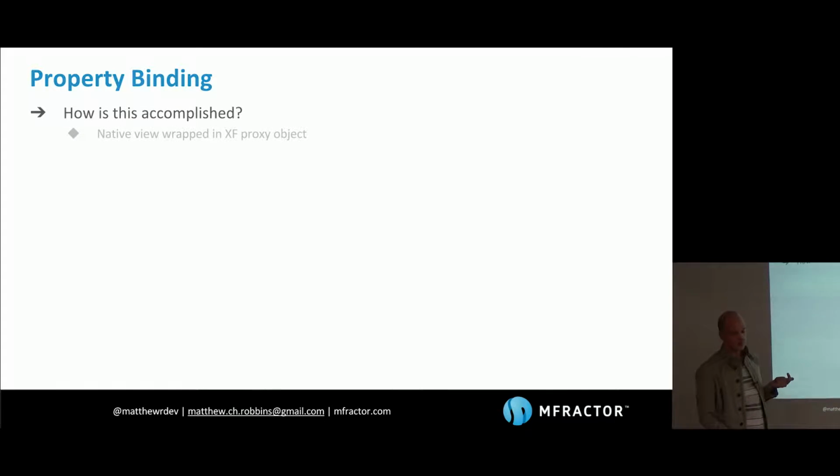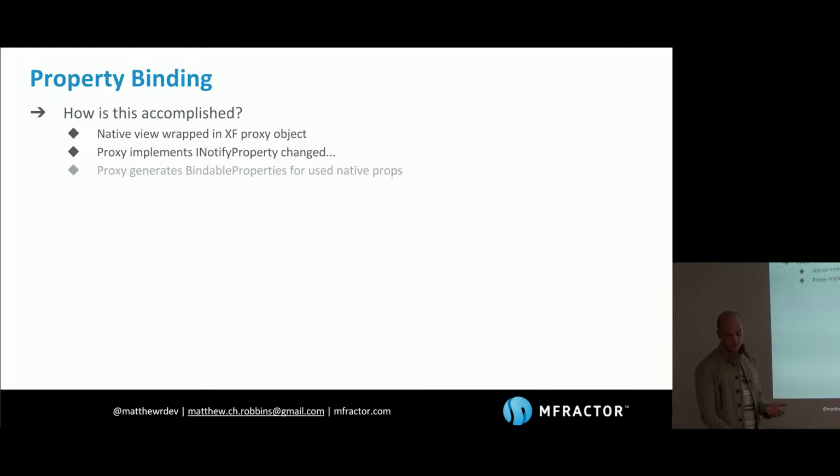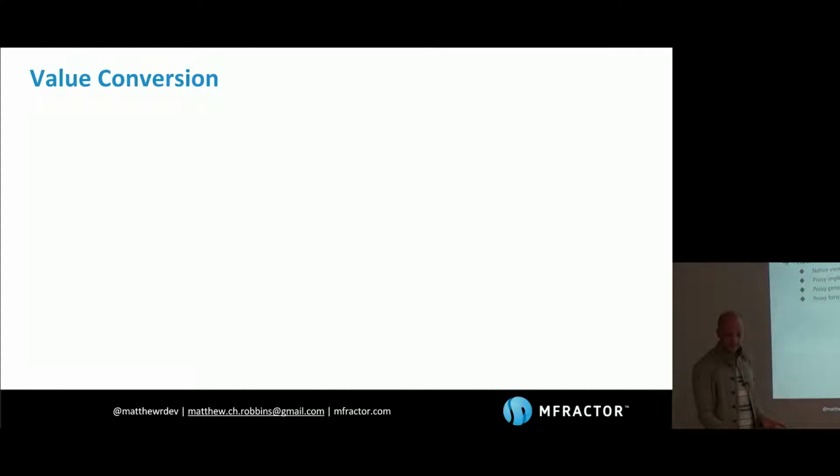So how do they actually do that? When your view is inflated at runtime, they wrap it in a Xamarin.Forms proxy object. That will implement INotifyPropertyChanged, and it will generate some bindable properties that are used in replacement of the native properties. And then it just simply forwards them onto the native view.